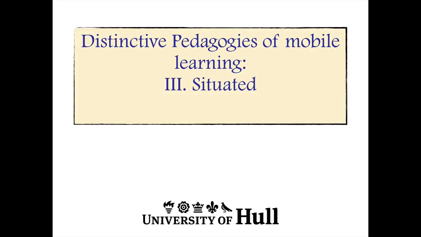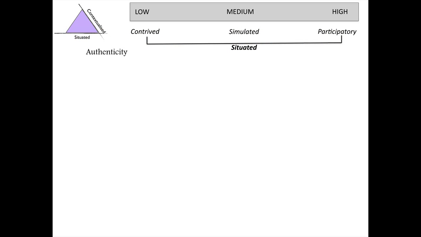Welcome to this short video on authenticity and the third of the sub-constructs in the mobile learning framework, which is called situatedness. It's generally agreed that authentic tasks provide greater real-world relevance and personal meaning to the learner than inauthentic tasks. But what is it that makes a task authentic?